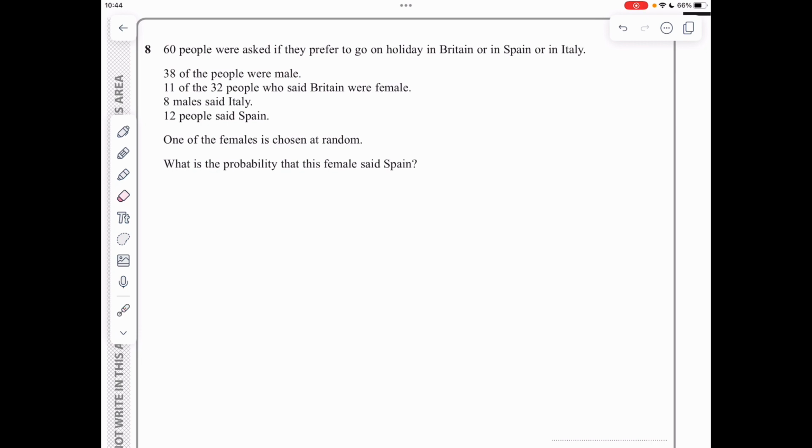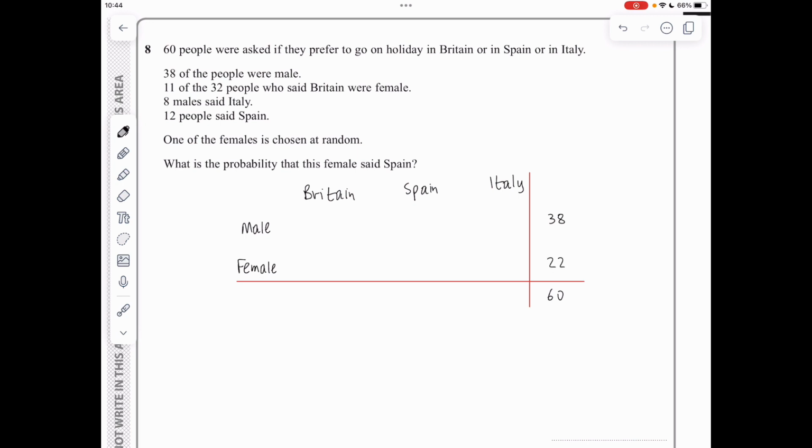I will actually start by drawing up a table here. So we've got Britain, Spain, and Italy, and males and females. We know that the total is 60 people. 38 of them were males, so the total for males is 38, which means that the total for females is 22. We then have 11 out of the 32 people who said Britain being female. So for Britain, we've got 32 people, 11 were female, so the other 21 were males.